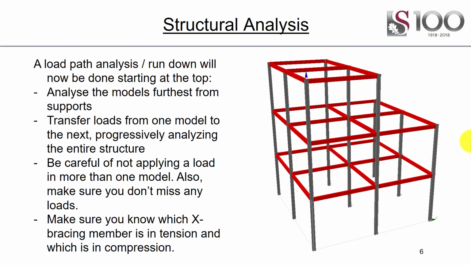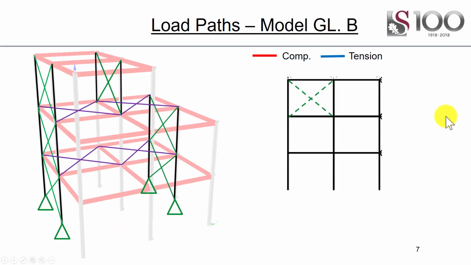Also make sure you know which cross-bracing members are in tension and which are in compression, because when it comes to analysis, the tension members carry load and the compression members do nothing. In cross-bracing, that is; beams and columns are designed for compression and tension, so they can carry both. So here, for instance, is allowed.